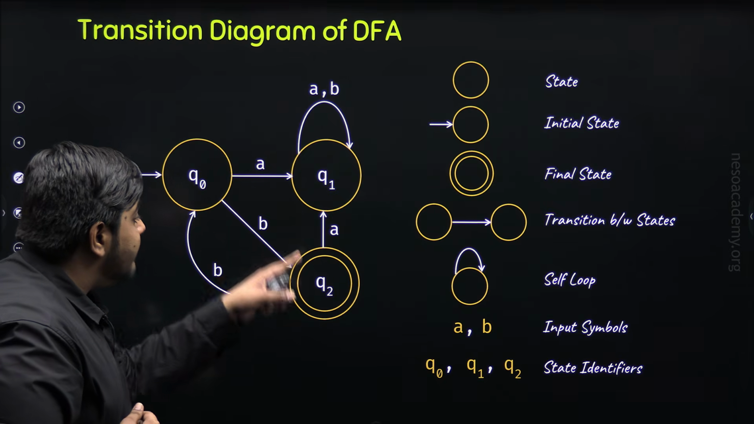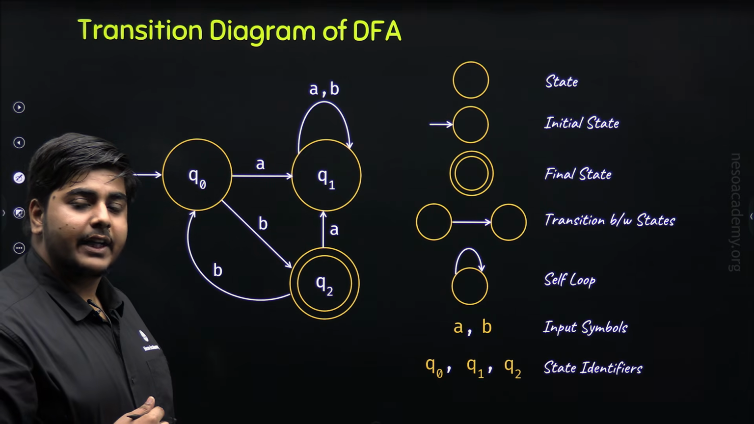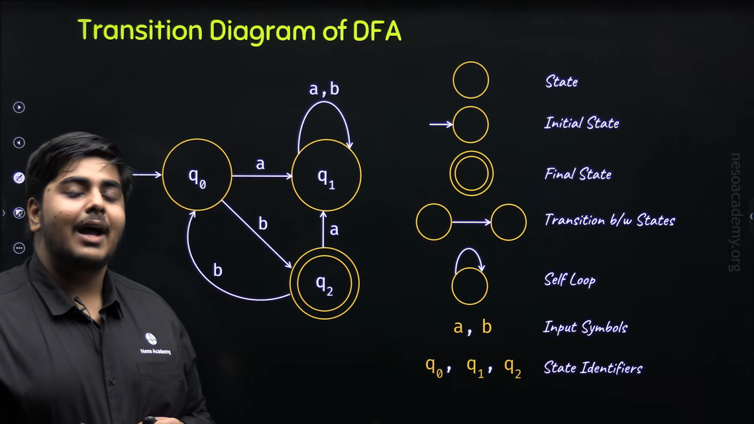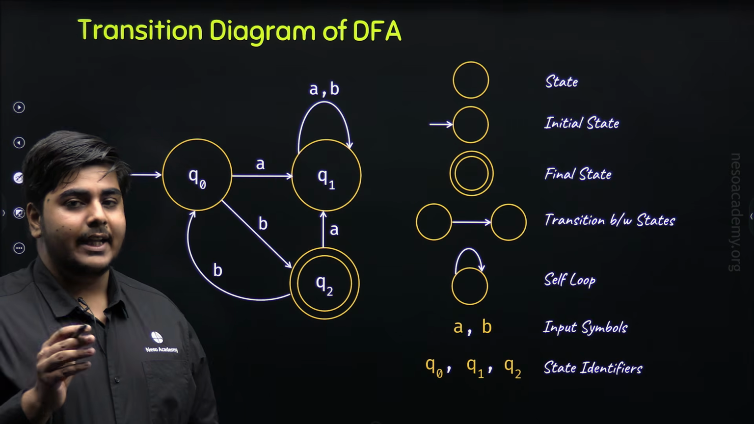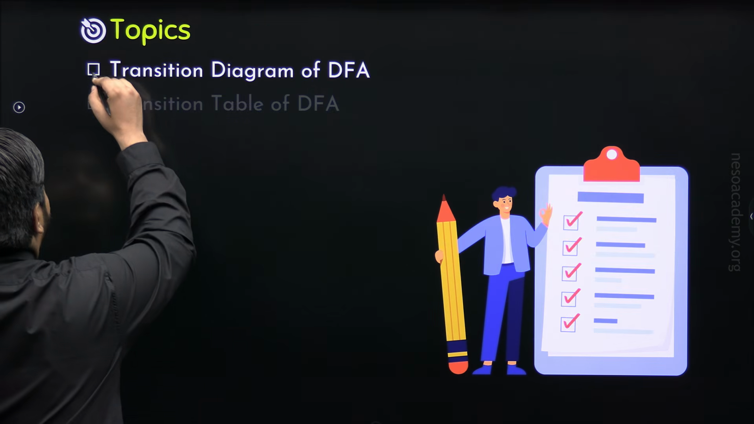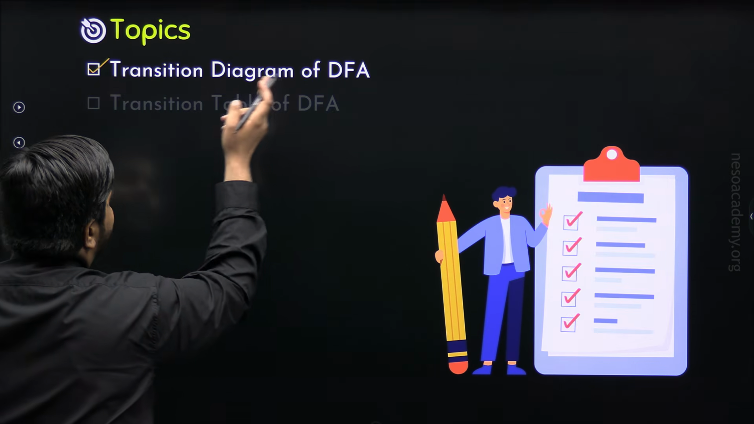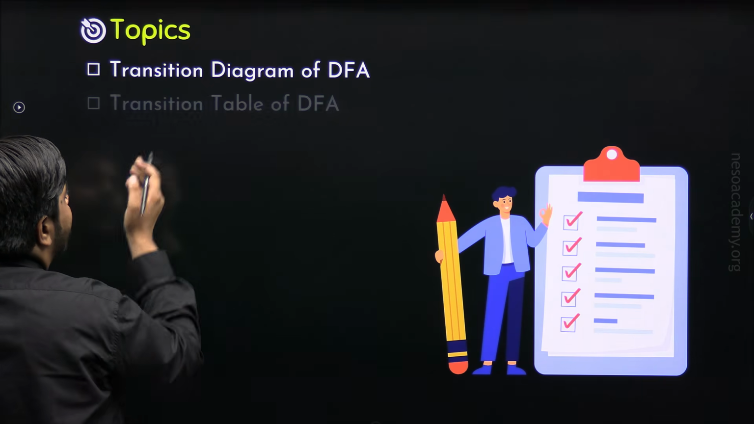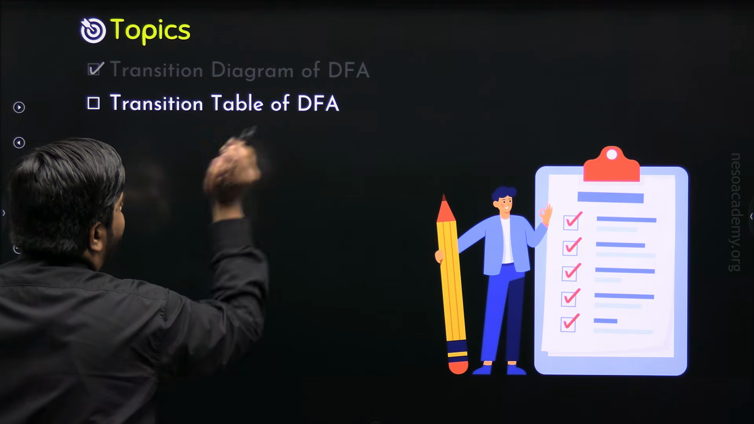They are the names given to these three states of the DFA. So now I hope you have understood the transition diagram and its various elements. In this way, we are done with our very first topic, that is transition diagram of DFA. Now let's proceed with our second topic, that is transition table of DFA.